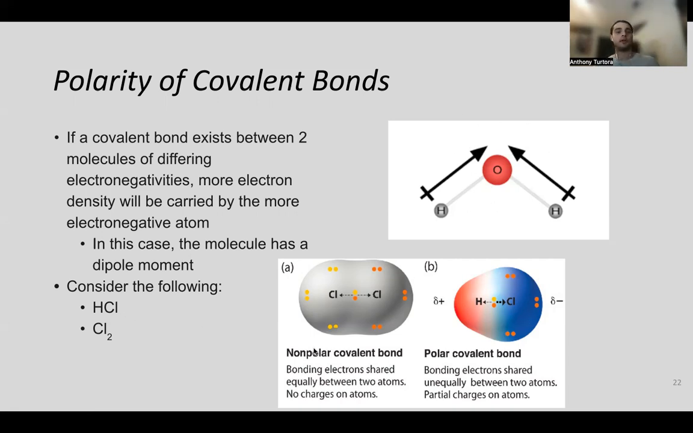So when looking at the following compounds, here we have HCl. We know that the electronegativities are different here, so most of its electrons are going to be lying towards the more electronegative atom, which in HCl is Cl. So here we see that we have more electron density. But Cl2 is the same atom, therefore it has the same electronegativity. And so overall, the electron density is going to be the same in the molecule as a whole.